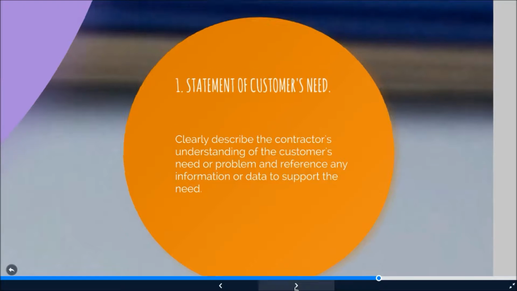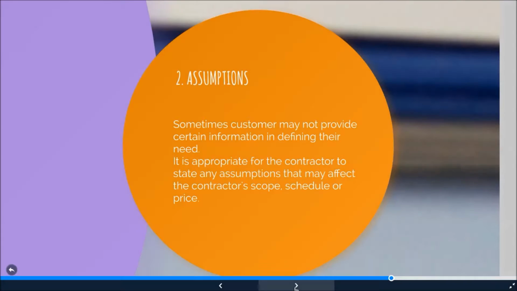The second one is assumptions. Sometimes a customer may not provide certain information in defining their need. So it is appropriate for the contractor to state any assumptions that may affect the contractor's scope, schedule, or price.